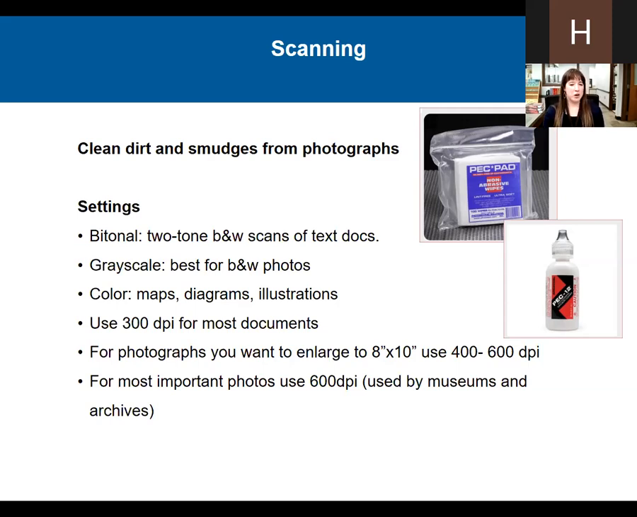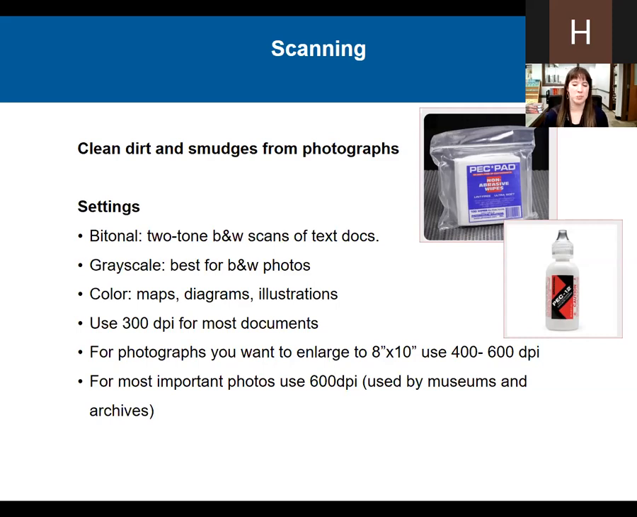For maps, diagrams, or illustrations, you'll want to use a color setting. And most documents, if you're going to print them, you can use 300 DPI. However, for photographs, you have a couple of different options. If you want to enlarge them, for example, to 8x10, the Library of Congress recommends using 400 to 600 DPI.